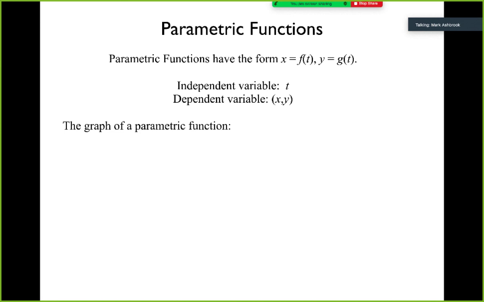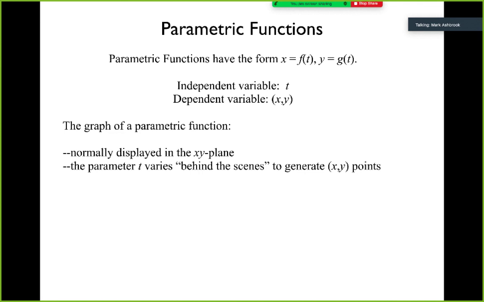T is kind of a behind-the-scenes variable, right? So we have our typical xy graph. You're normally displaying the xy plane, and t is behind the scenes to generate points x and y. So we're still graphing points x and y. It's just that now x and y together are the dependent quantity, rather than x being the independent and y being the dependent, like you're used to from before.